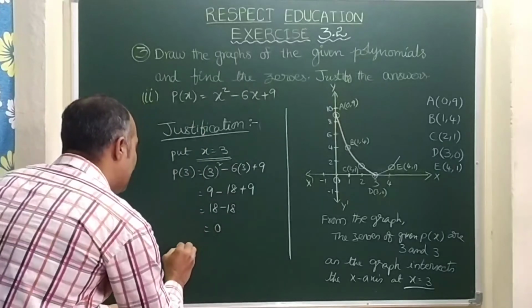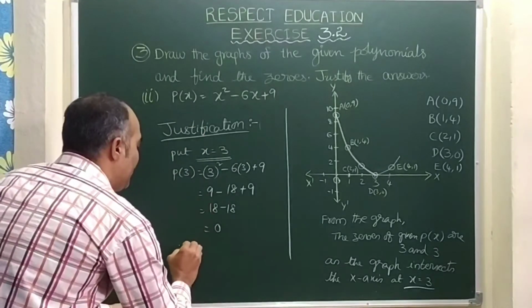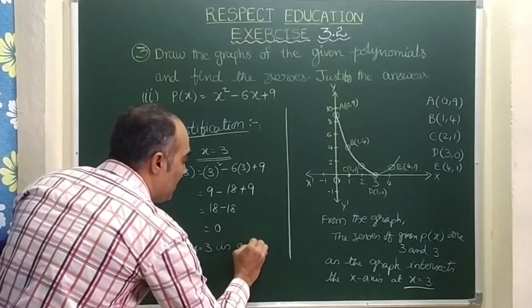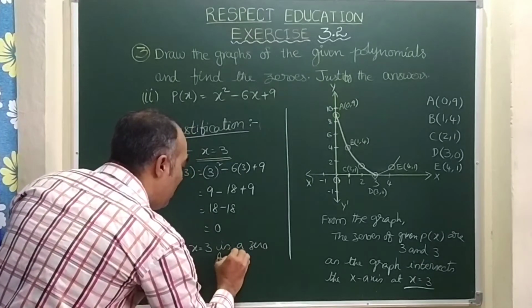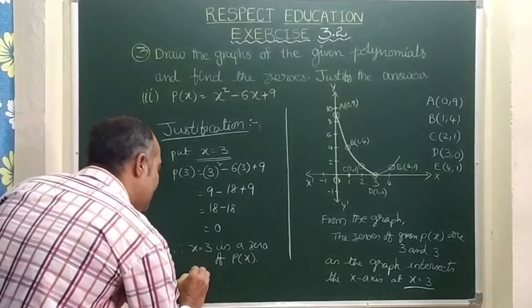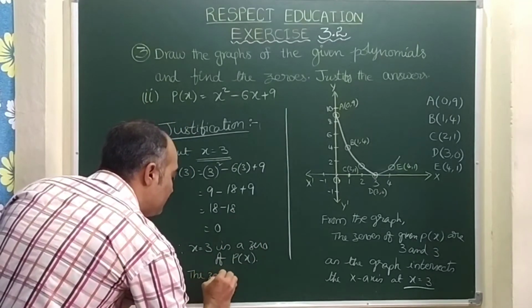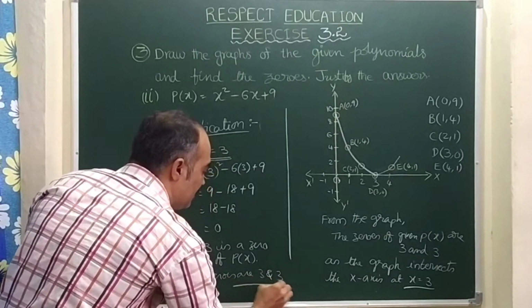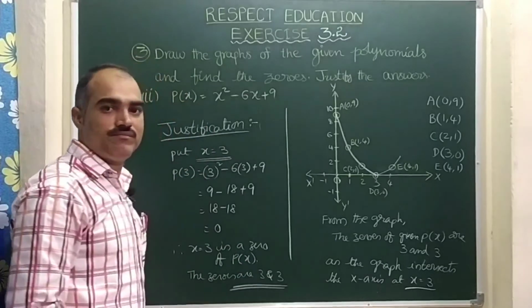That is the reason. Therefore, x equal to 3 is a zero of the given polynomial p of x, or we can write it as the zeros are 3 and 3. That's all.